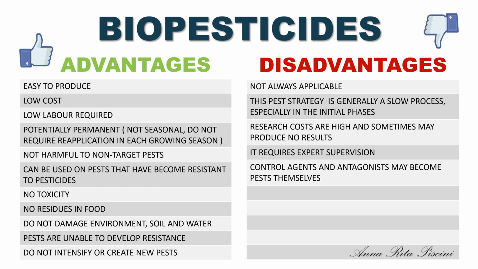What are the disadvantages in the use of biological pesticides? Biopesticides are not always applicable. This pest strategy is generally a slow process, especially in the initial phases. Research costs are high and sometimes may produce no results. The use of biopesticides requires expert supervision. And finally, control agents and antagonists may become pests themselves.